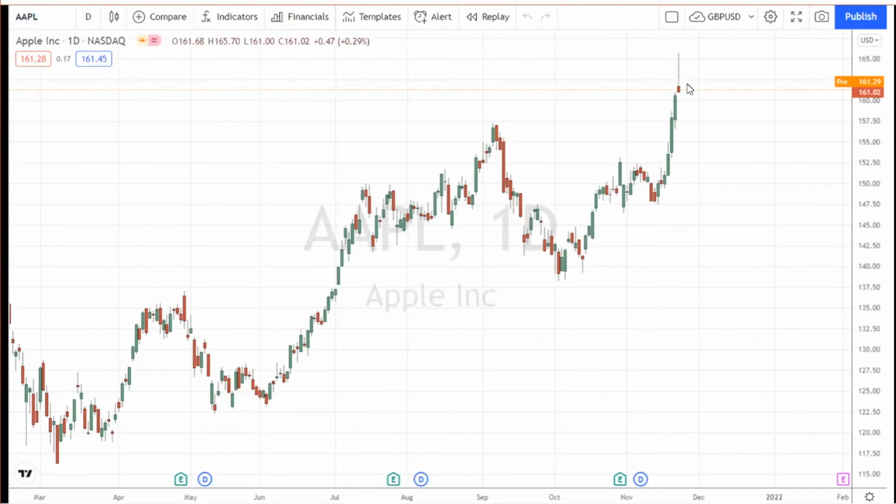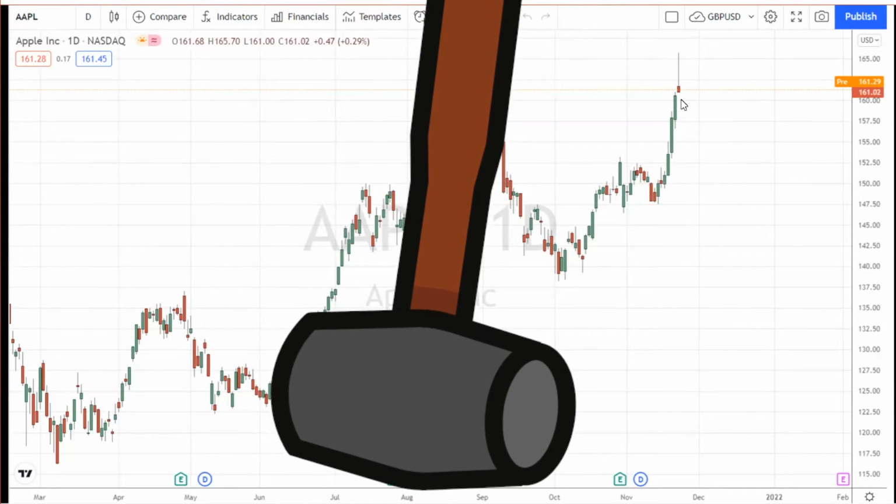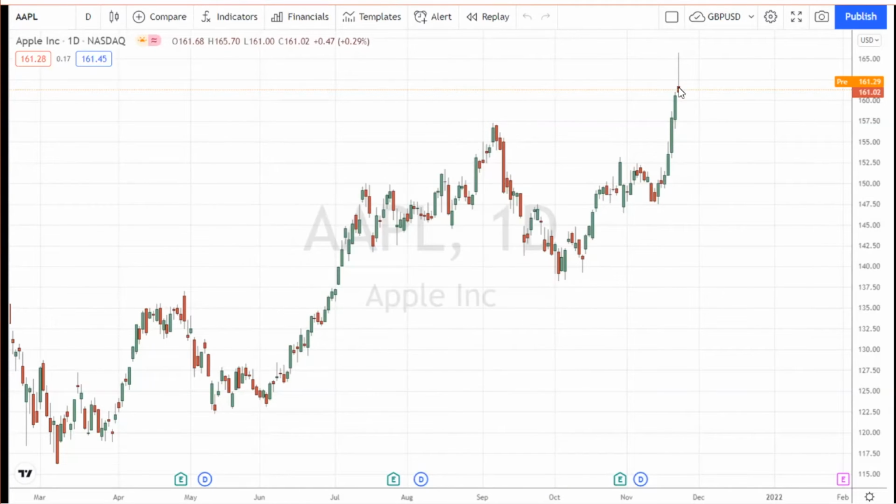What does that look like? Oh, that looks like that inverse hammer, the opposite of that, doesn't it? Shooting star. Now, I don't know. Am I automatically going to assume that Apple is going to go down just because this is a bearish candlestick pattern right here? Well, maybe, maybe not.